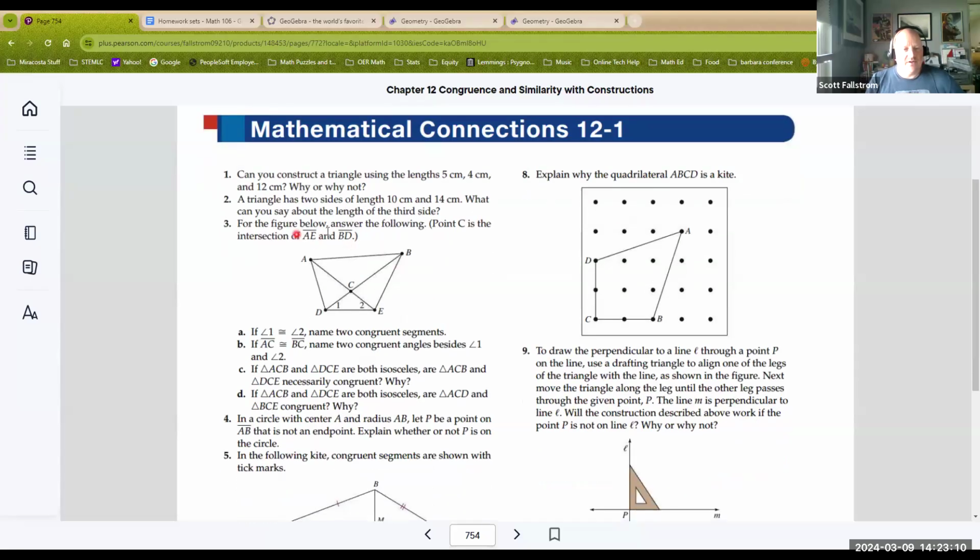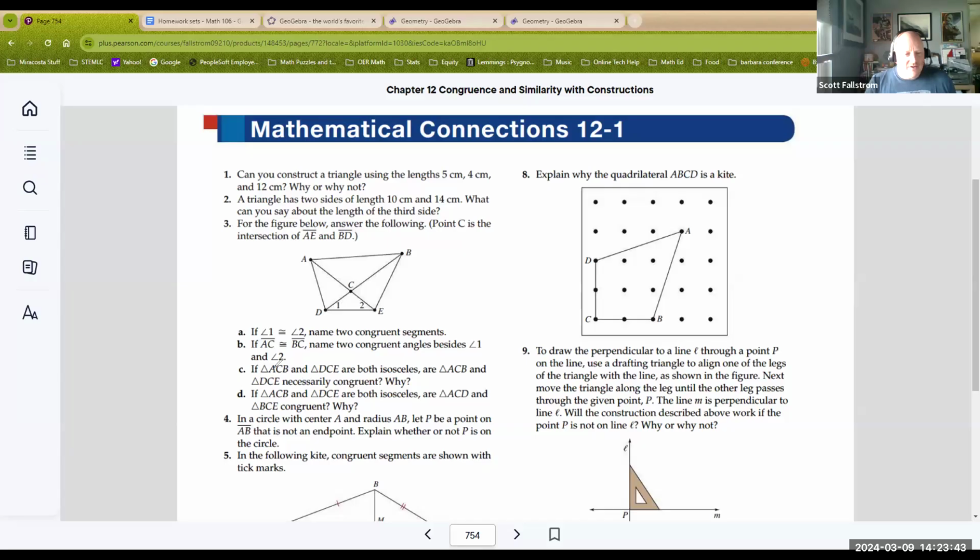Let's see the next one. In the figure below, answer the following. Point C is the intersection of AE and BD. All right. Now notice this is where I think sometimes students do get a little bit of trouble, but it tells you an if statement. So if angle 1 is equal to angle 2, then tell us two congruent segments. If you have congruent angles, what does that tell you about segments? And that is a nice little property about isosceles triangles.